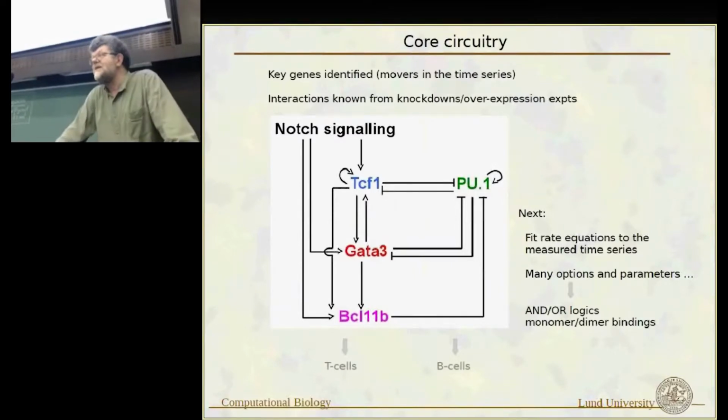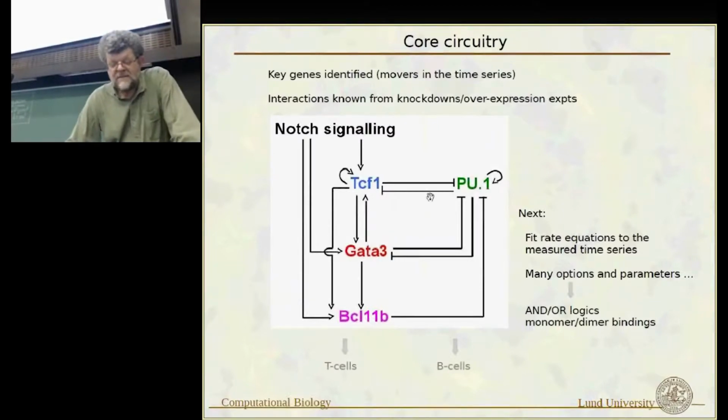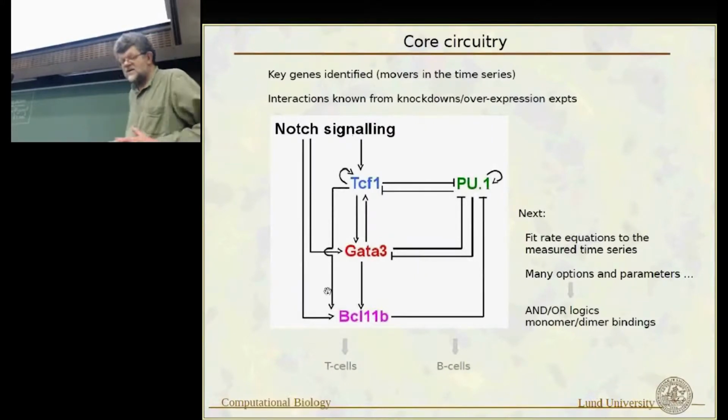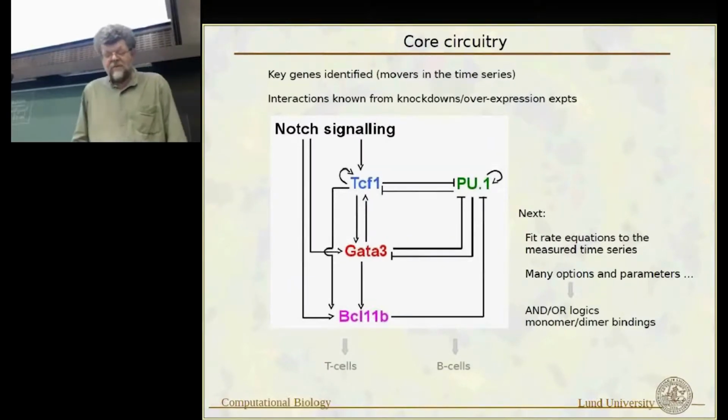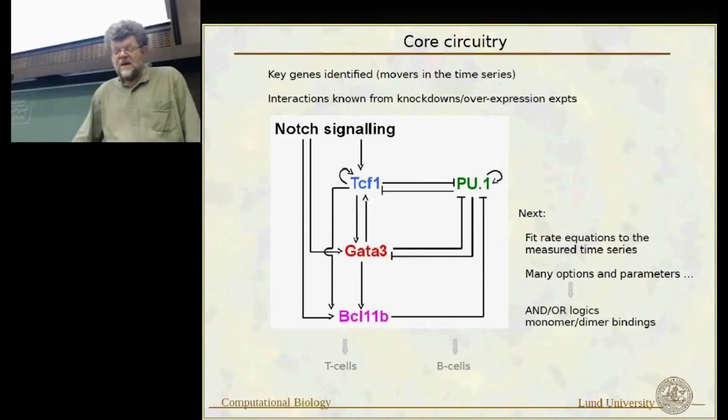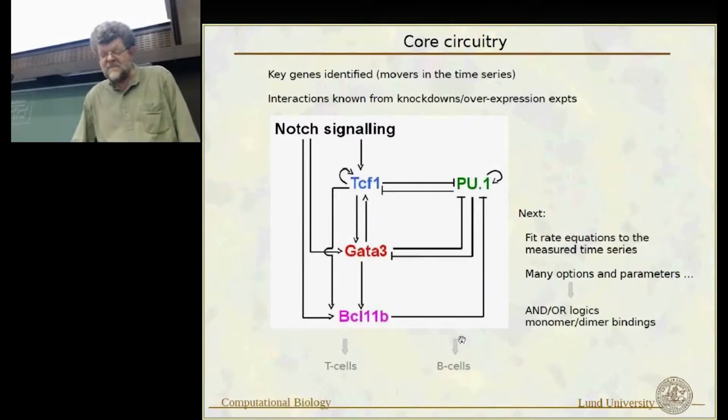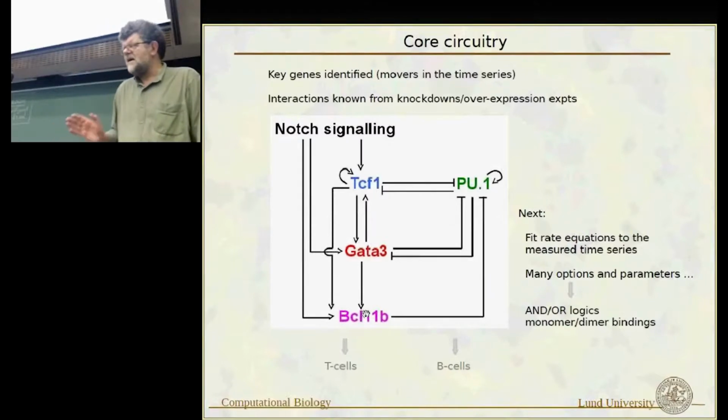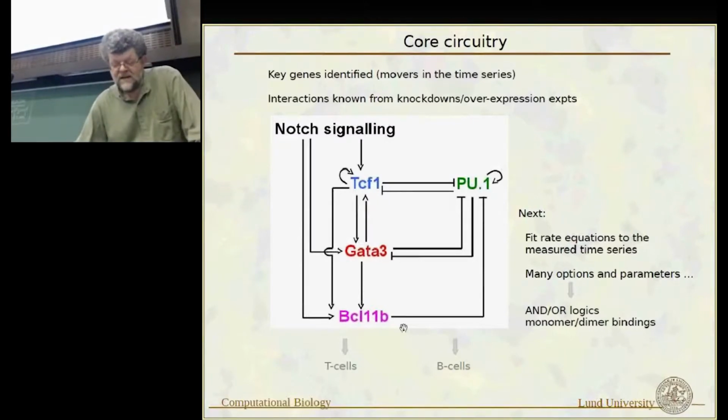So I collect everything I know from the literature and from binding experiments. And I also add Notch signaling to all three of the factors that are important for T cell production. PU.1 is a B cell factor, and these three here are known for T cells. And you can see there's a lot of mutual inhibition between these three and PU.1.